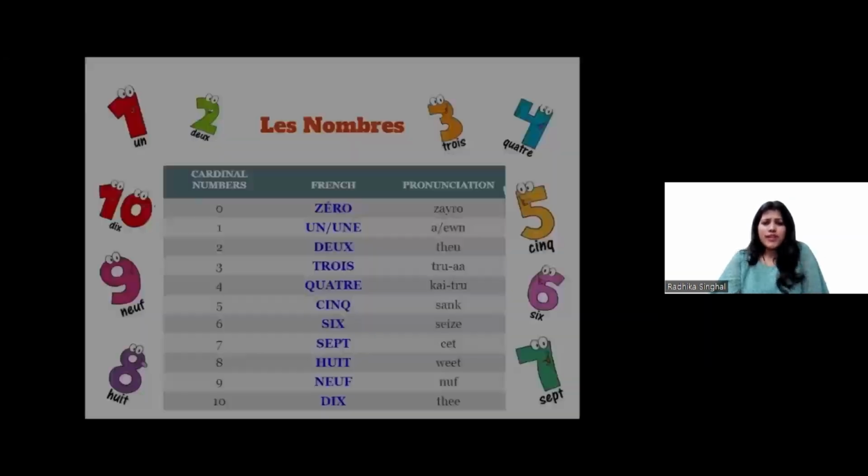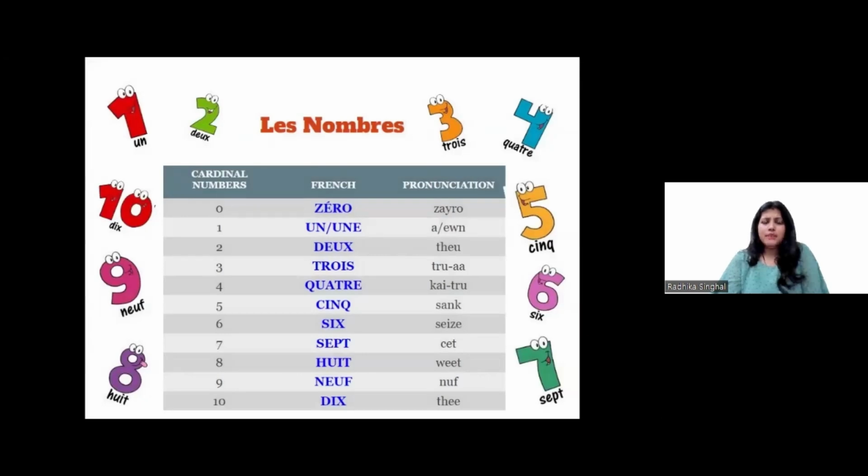So let's look at them once again in a table. Just keep on repeating after me, okay? 0, 1, 2, 3, 4, 5, 6, 7, 8, 9, 10. So these were our numbers from 0 to 10. Let's move on and let's do till 20 today.